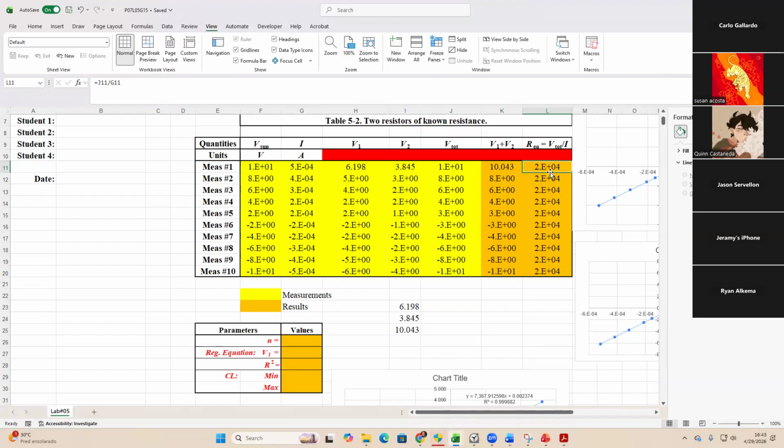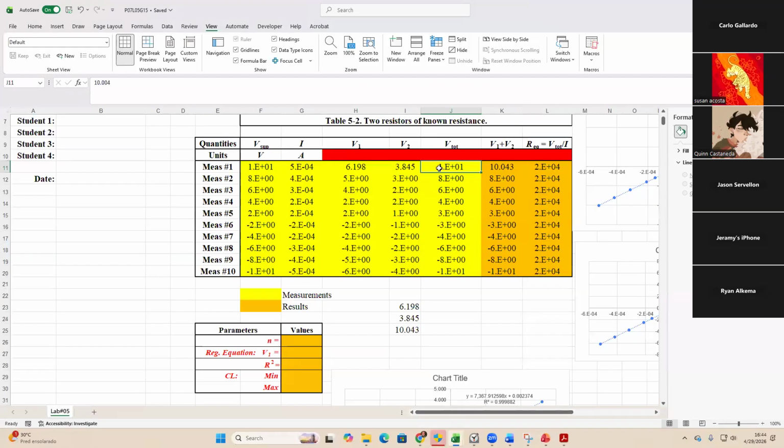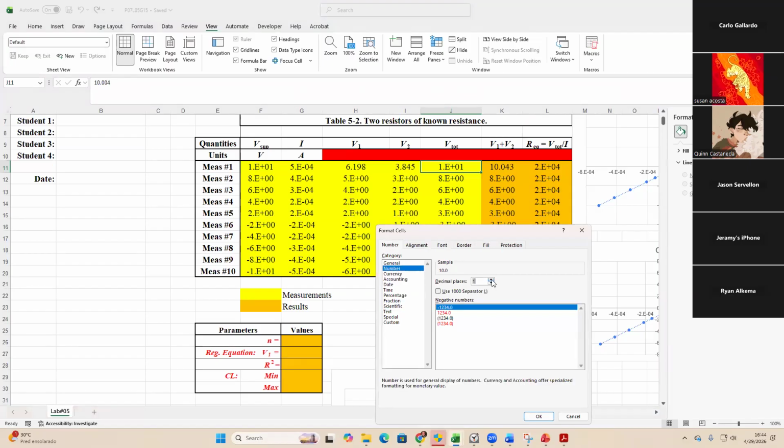Division, right? It is V total divided by I. We have 7 more minutes to go. We have to know the significant digits of those 2. This one is 10.004. 5 significant digits for the voltage. So we have to have 3 decimal places again. Format, number, 1, 2, 3.